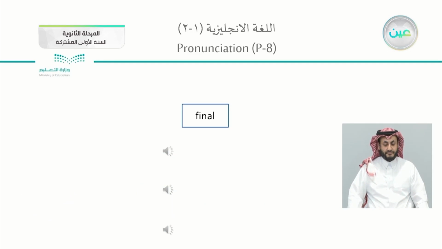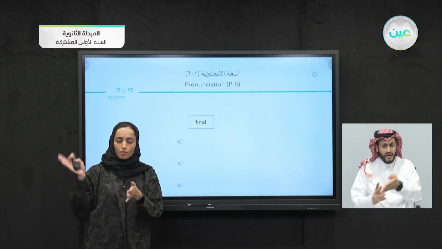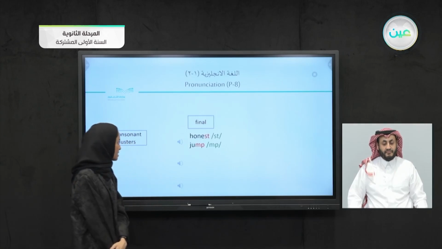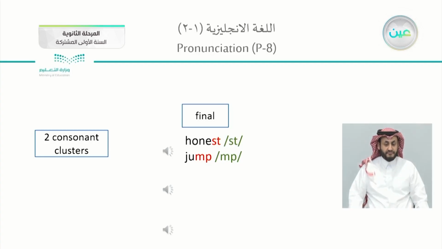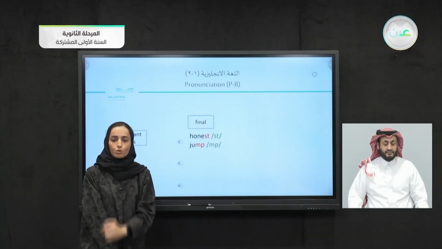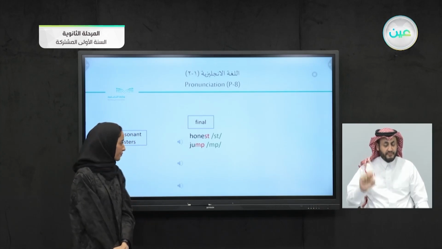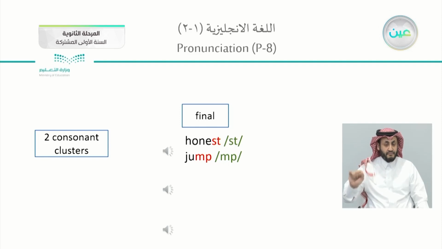Okay. We are going to focus on the final cluster. We're not going to speak about the first or the middle. When it is the final cluster, we only have three choices. Whether it is two consonants, so we only have two sounds, like honest and jump. Let's listen together. Honest. Jump. We have the S and T in honest, then in jump, M and P.